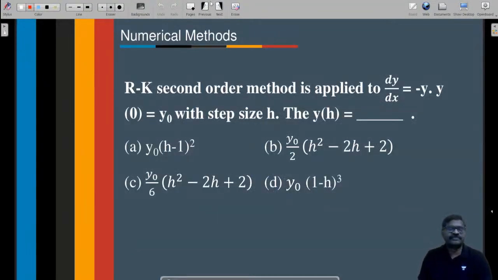Next problem. RK second order method is applied to dy by dx equal to minus y, y of 0 is y naught, with the step size h. Then the value of y of h is?